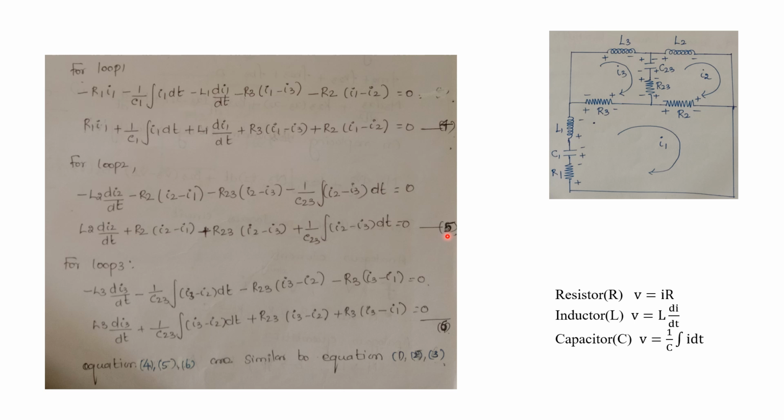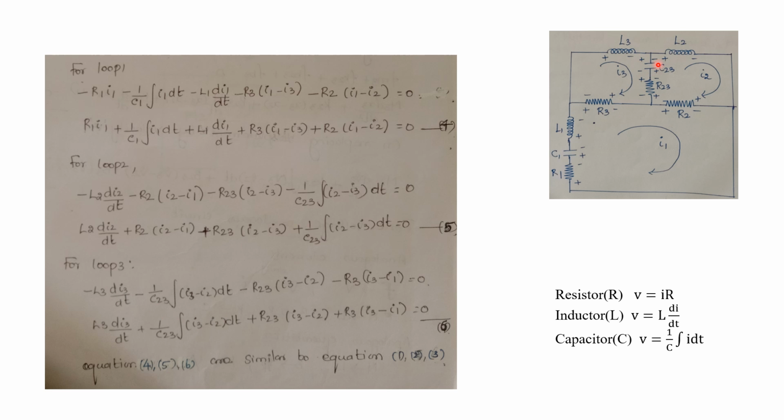Okay, so now for loop 3 we have to apply Kirchhoff's voltage law. So this is loop 3. Okay, so we can start it from here. If you are going like this, plus to minus, it will be minus L3 into, what's the formula? L3 into di3 divided by dt. Okay, first term. Then if you are going like this, from plus to minus, it will be minus.